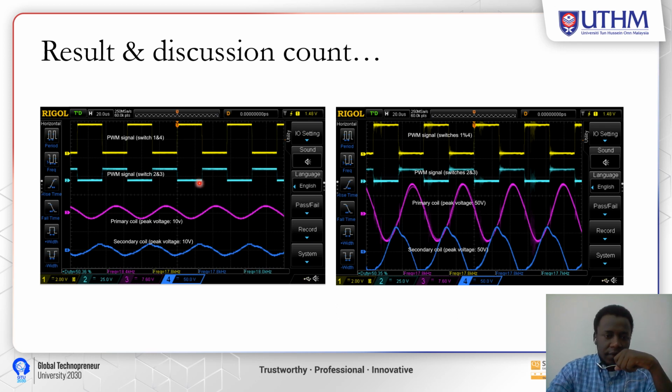And this is the result on the oscilloscope. This is the PWM, and these two are the input and the positive and negative signal for switch 1 and 4, and this one is for switch 2 and 3. And this is the primary coil signal, and this is the secondary coil signal when the voltage is at 10 volts. Same here, when we increase the voltage to 50, we can see the signal increased, and the primary and secondary signal increased.